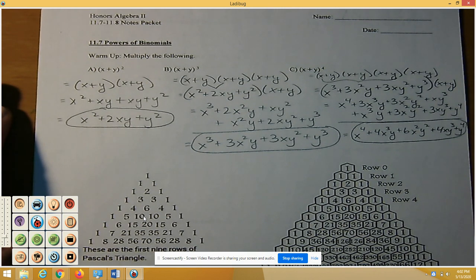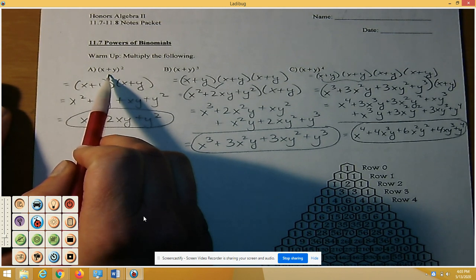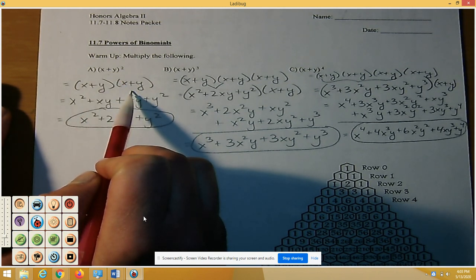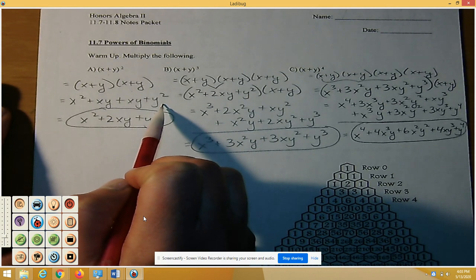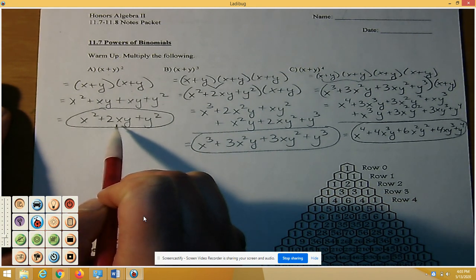In this video, we're going to be looking at the powers of binomials using Pascal's triangle. So I did 3 warm-up questions for you to try to illustrate the pattern that we will be seeing. If you see x plus y squared, you're doing x plus y times x plus y. When you multiply that out using FOIL or double distribution, you end up with x squared plus 2xy plus y squared.